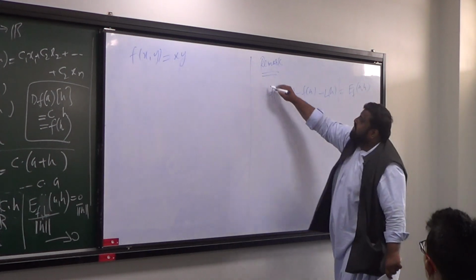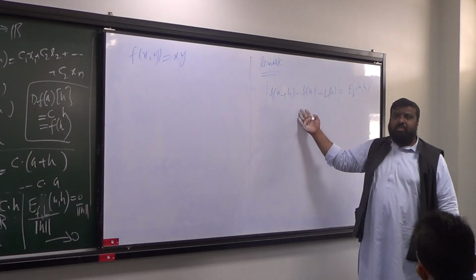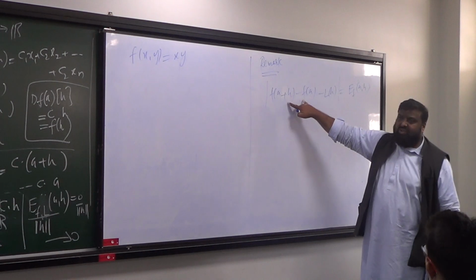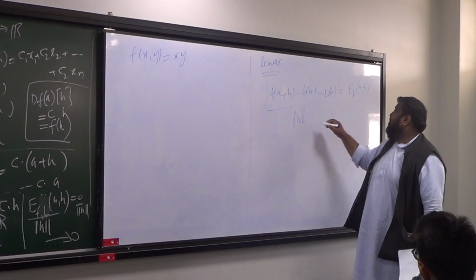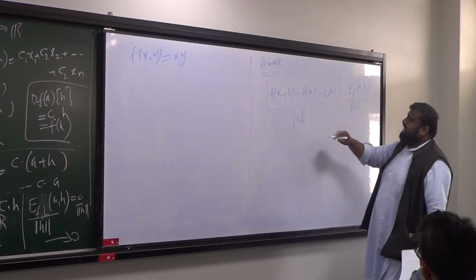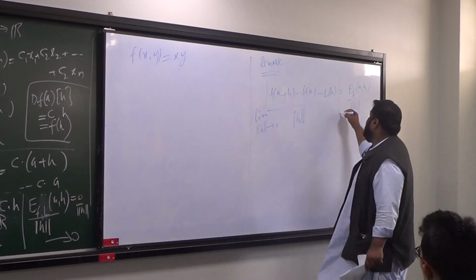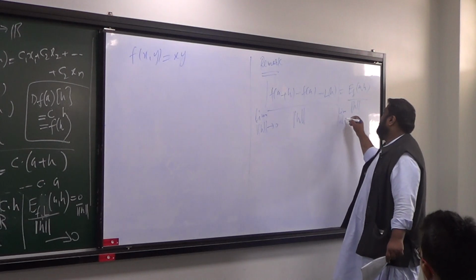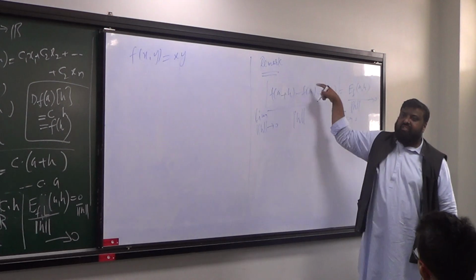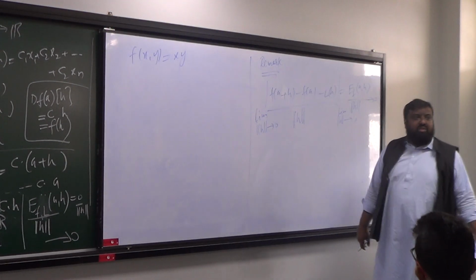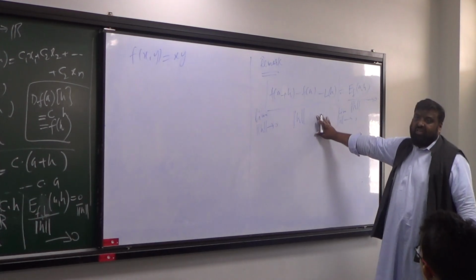If I take the absolute value of it, there is no difference, because the sign is not important. What is important is how this guy is different from this one. Divide everything by the norm of h and take the limit as the norm of h goes to 0. If this goes to 0, then this L is the derivative, the Frechet derivative.